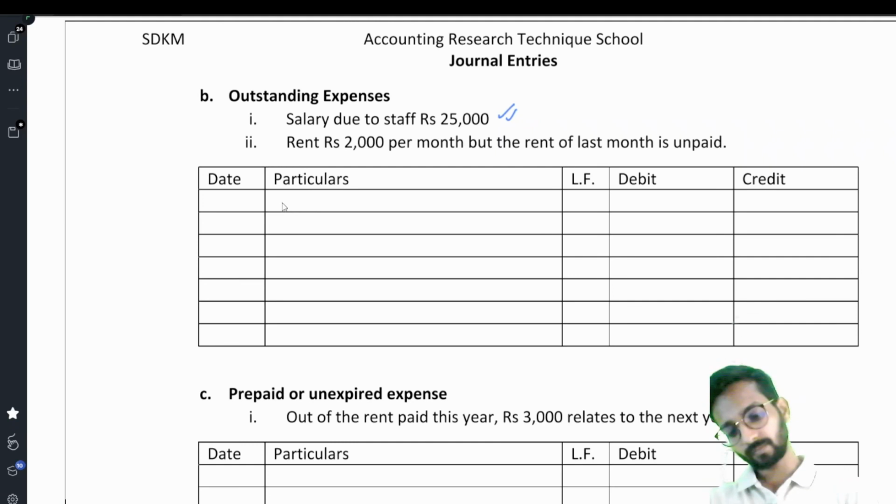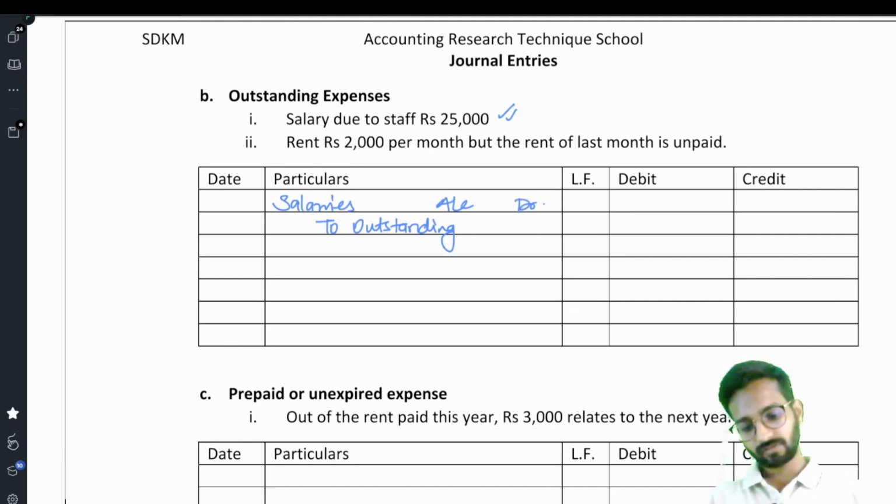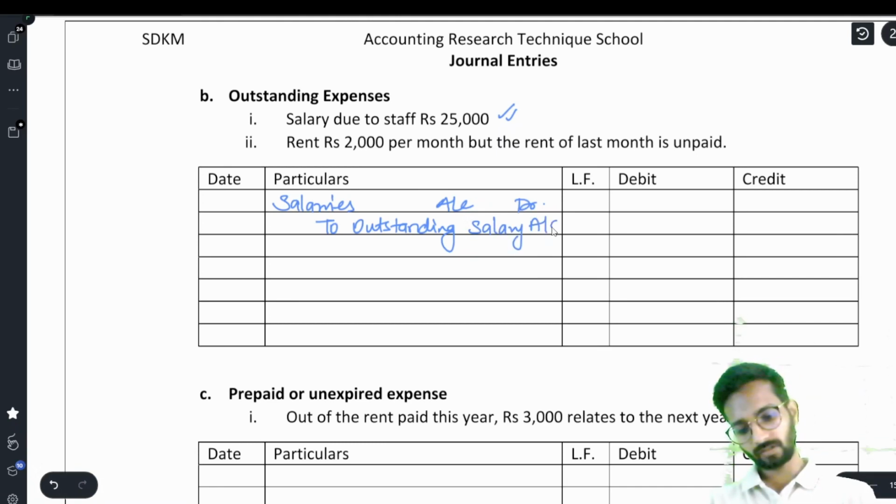We will write salaries account debit to outstanding salary account. How much? 25,000.